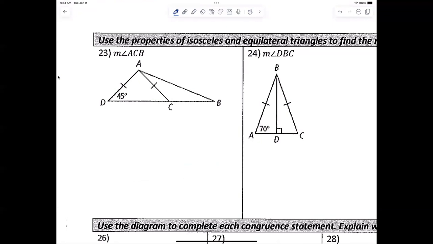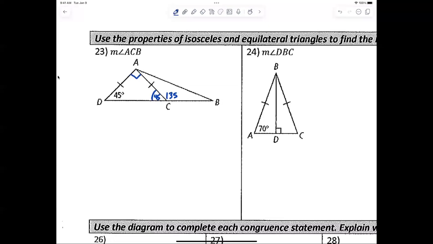So we're on 23. This angle right here is going to be what? 45, which means this angle right here is what? 90, which means ACB is what? Yeah, 135. I don't think we can figure out the other ones because it doesn't say CB is equal to AC.